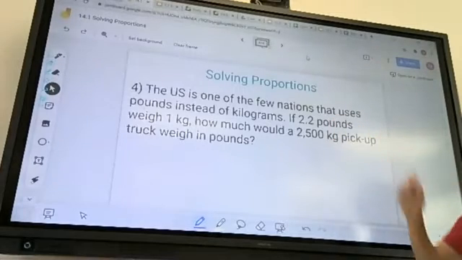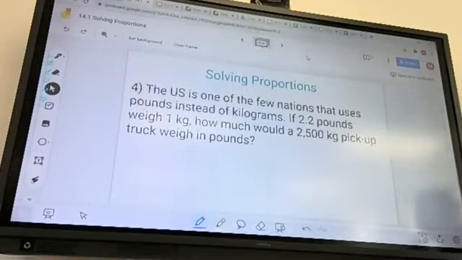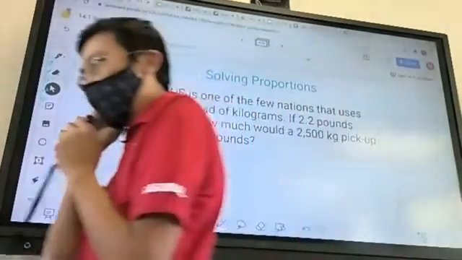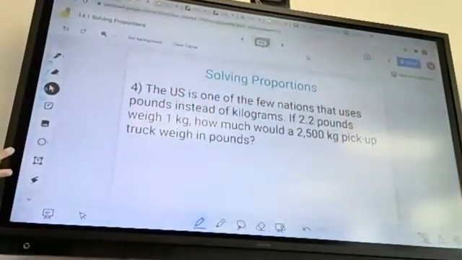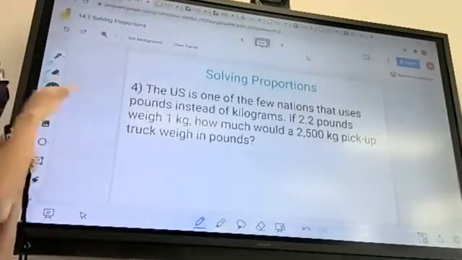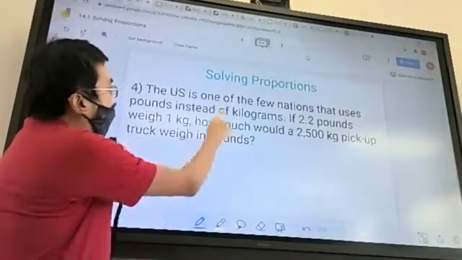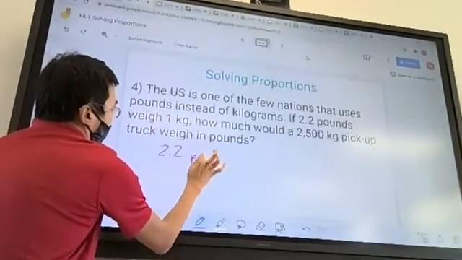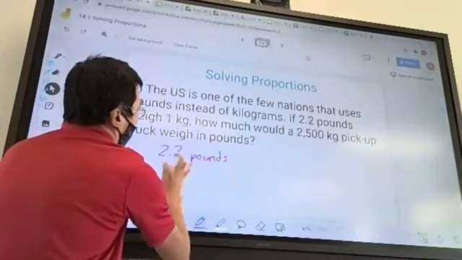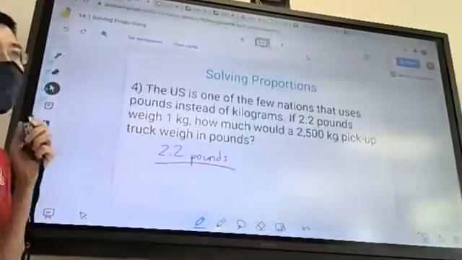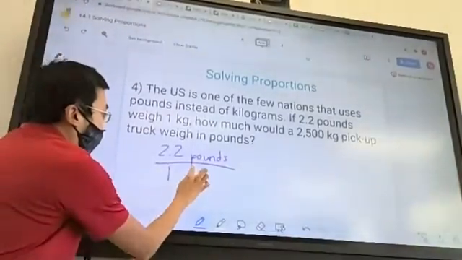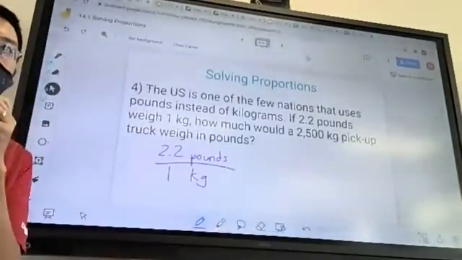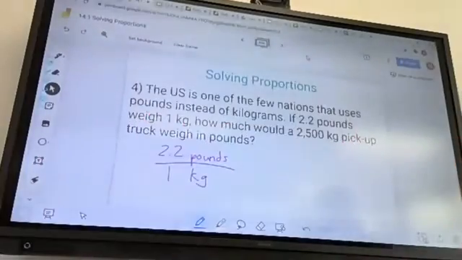Really? So if 2.2 pounds weighs 1 kilogram, how much would a 2,500 kilogram pickup truck weigh in pounds? So to solve this problem, we want to convert things by writing proportions. So you can see that it says 2.2 pounds. So I'm going to write that down. 2.2 pounds weighs 1 kilogram. So we're at 1 kilogram underneath. Okay, so 2.2 pounds is 1 kilogram.